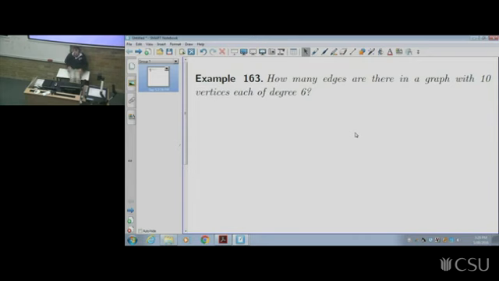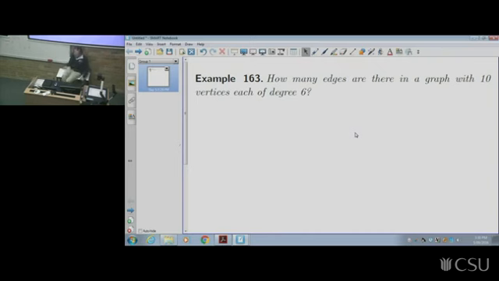So, if you had a graph with 10 vertices, and every single vertex has degree 6, how many edges does it have? At first glance, you go, well, 30, that's correct. But how do you draw that? The answer is it doesn't really matter. You can work out the number of edges anyhow. Often you can answer questions about graphs even without being able to draw them.